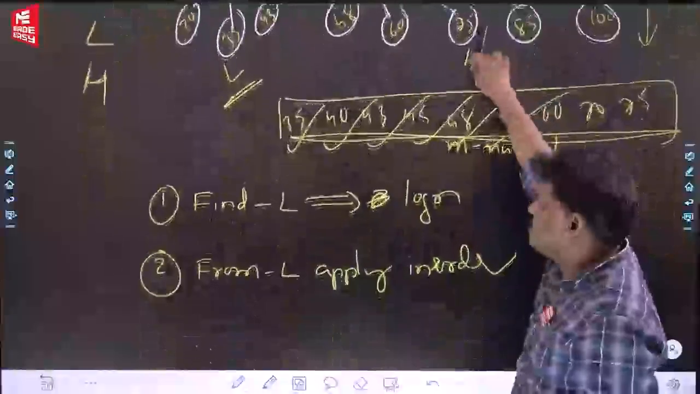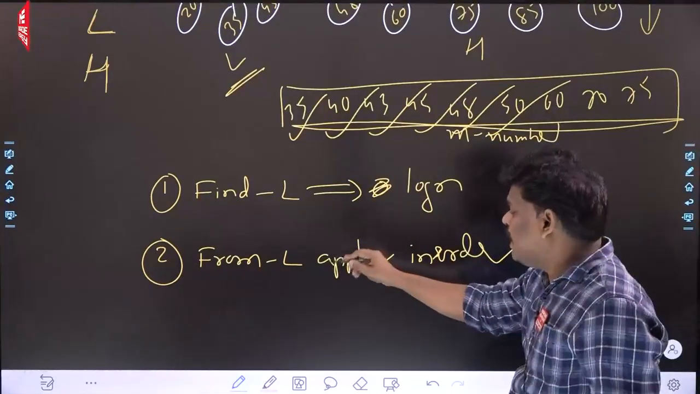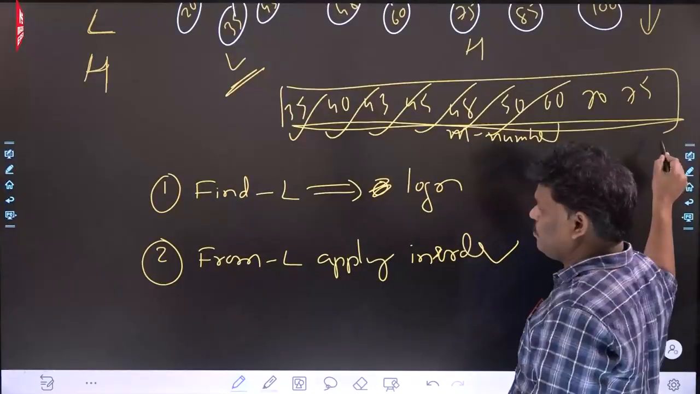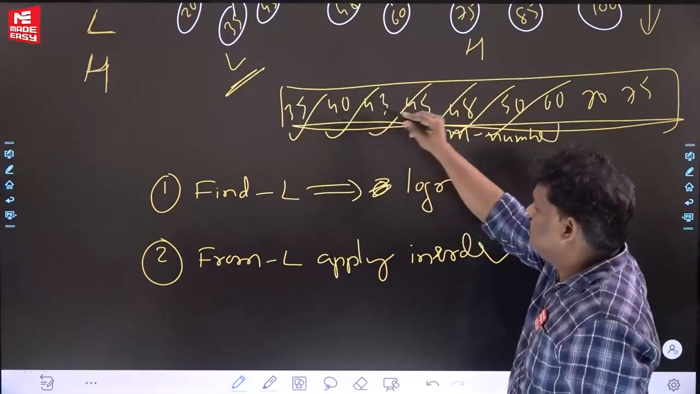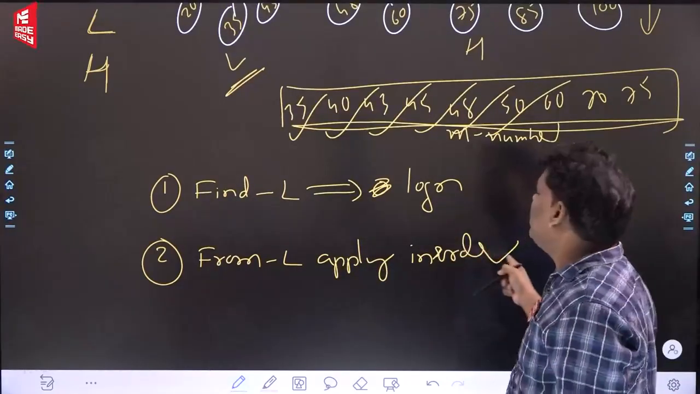In a similar way, from L you are applying in order. In order will give ascending order, because in a BST in order is ascending order. From where? From L you are applying in order.